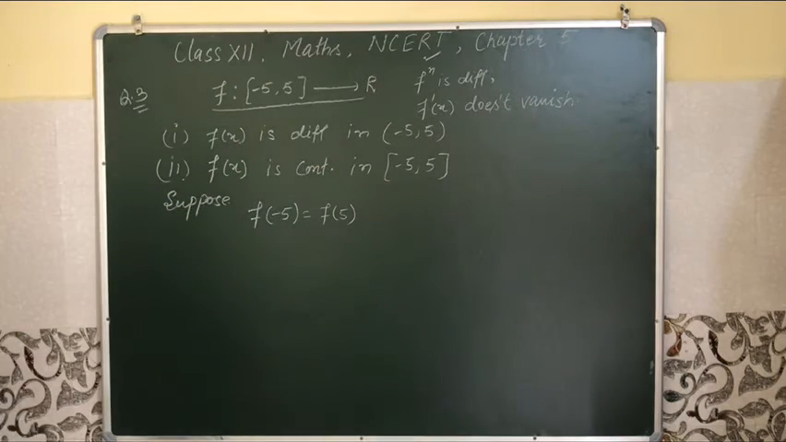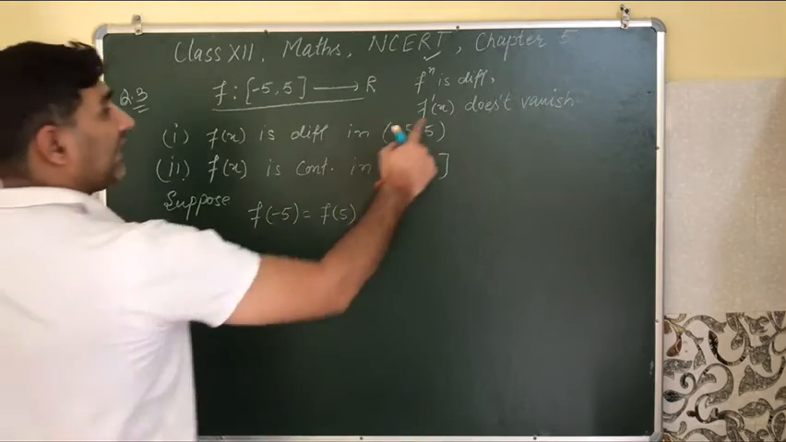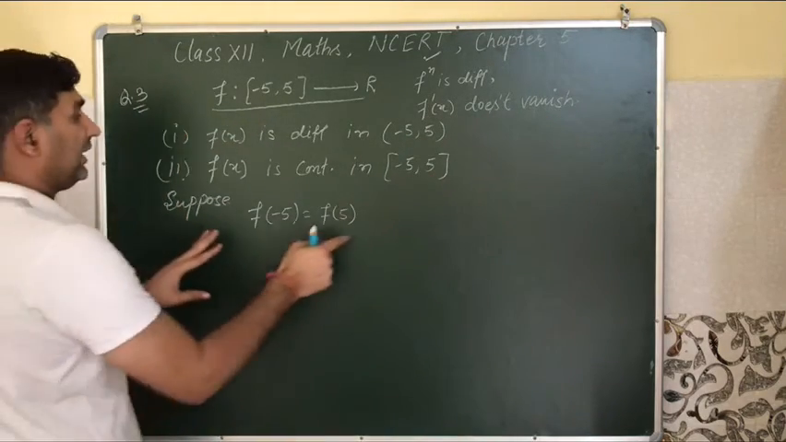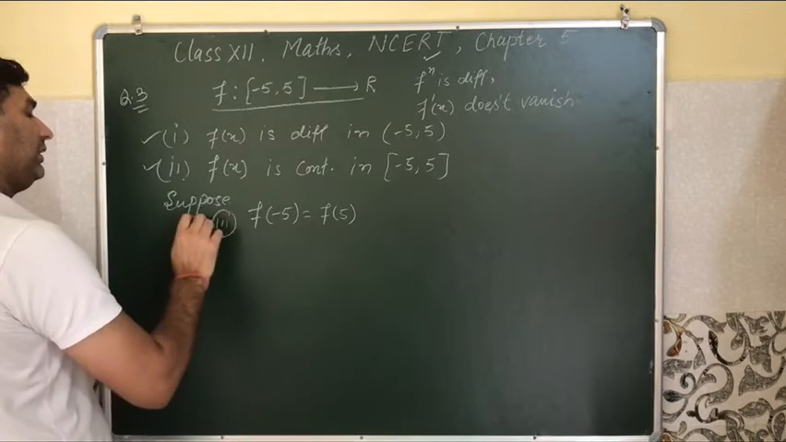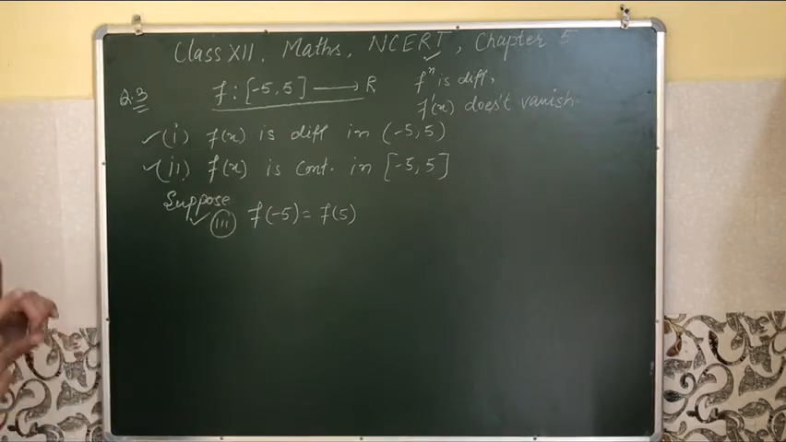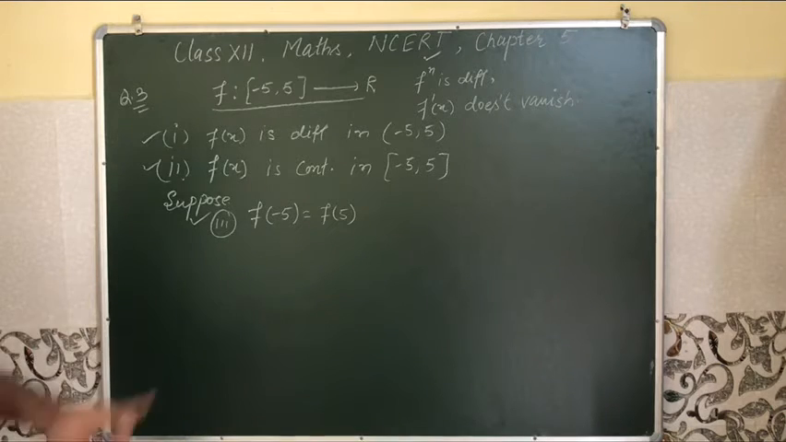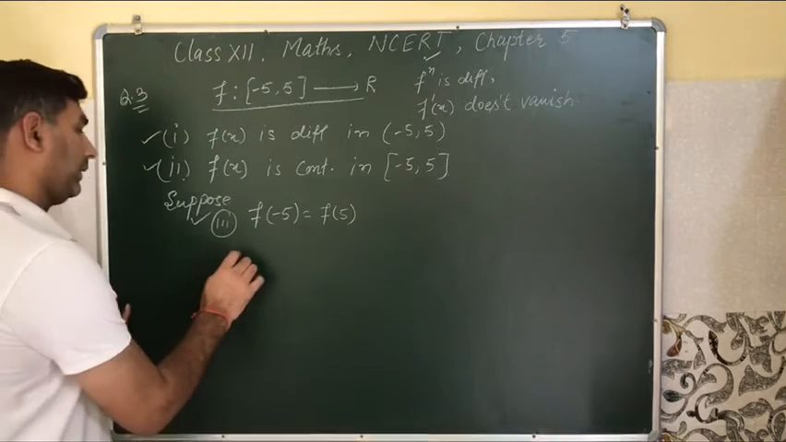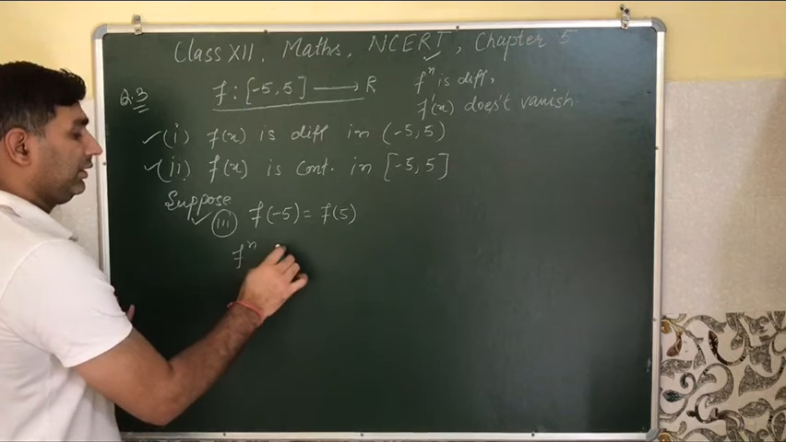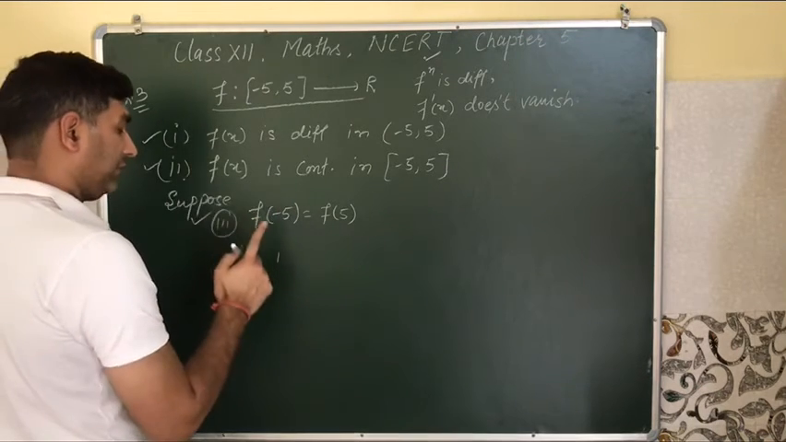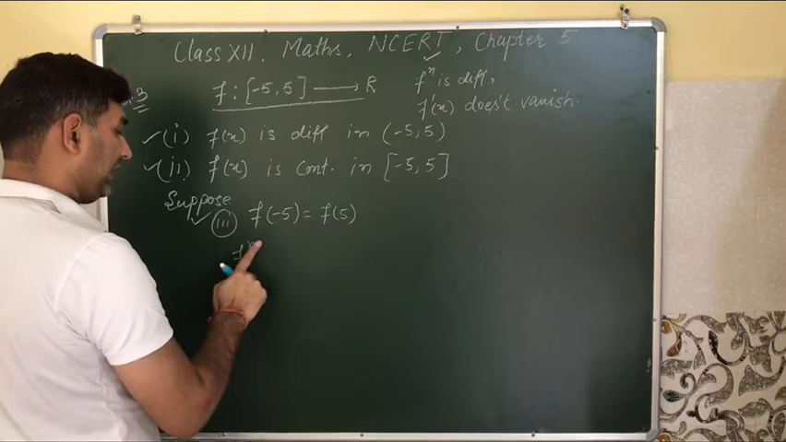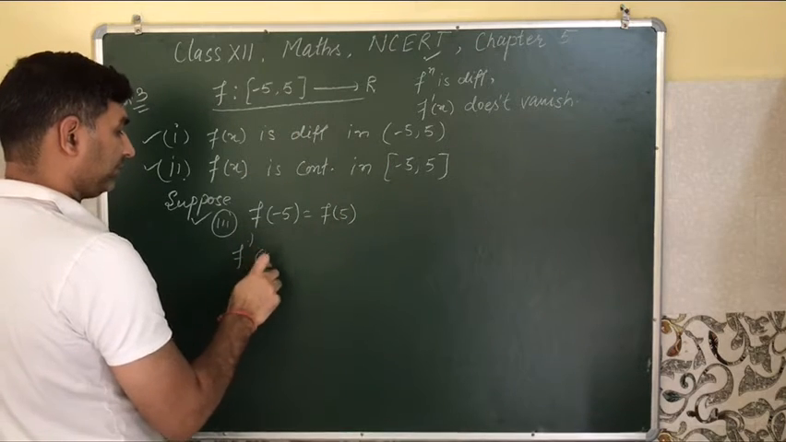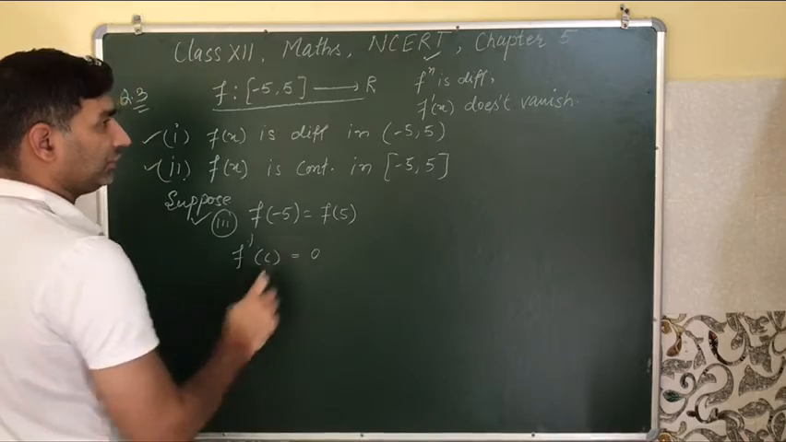Then f dash x does not vanish. That means all these conditions 1, 2 and the third condition are satisfied. That means the given function is differentiable. Then f dash c is equal to 0 will be given.